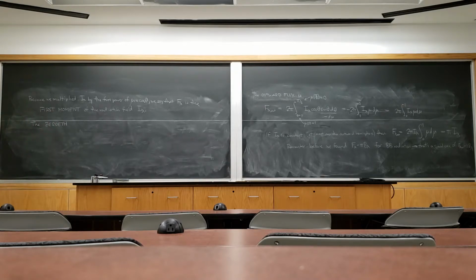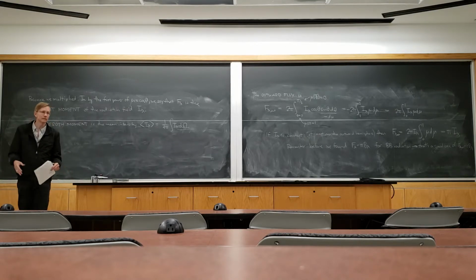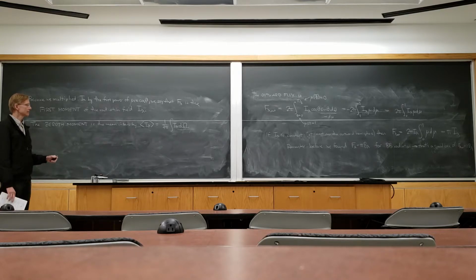Okay, so, kind of as an aside, the 0th moment would be the mean intensity. Remember, J lambda was 1 over 4 pi, and then we just integrated I lambda d omega, so there was no cos theta multiplied in between the I lambda and the d omega. So that's the 0th moment. The mean intensity is the 0th moment. The flux is the first moment, because the flux was I lambda cos theta d omega that we integrated.